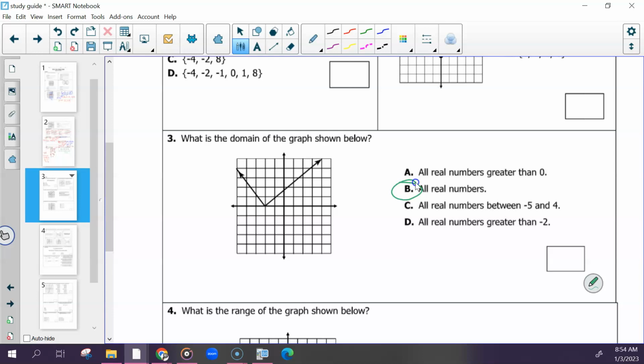Notice that some of the answers they give you are there to trick you. The between the -5 and 4 is if you miss the arrows. The greater than 0 is really range. And then greater than -2 is just there. Okay. Other questions on that page?